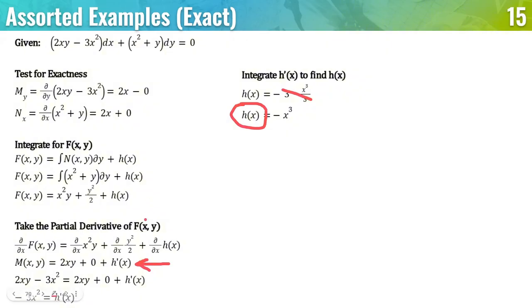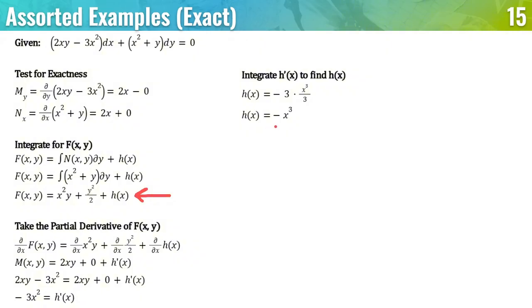Wait, hold on. Okay, my bad. I meant to highlight this one. So this is an area where a lot of students like me are confused.